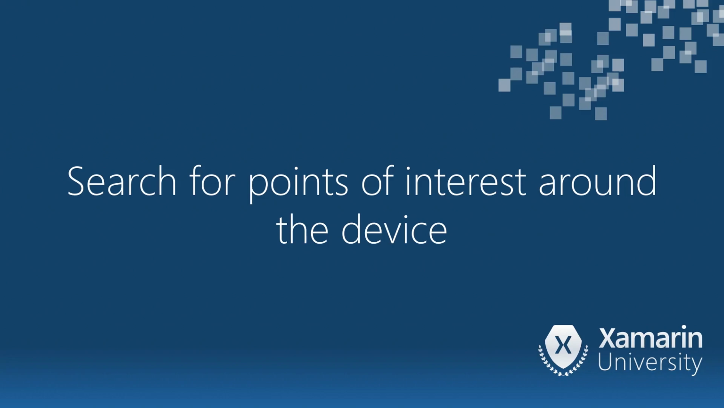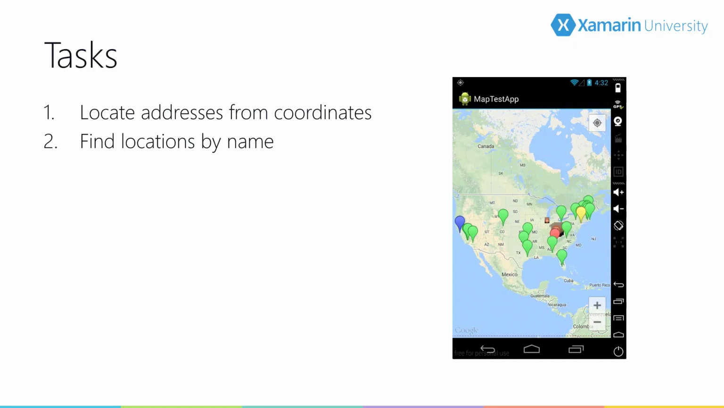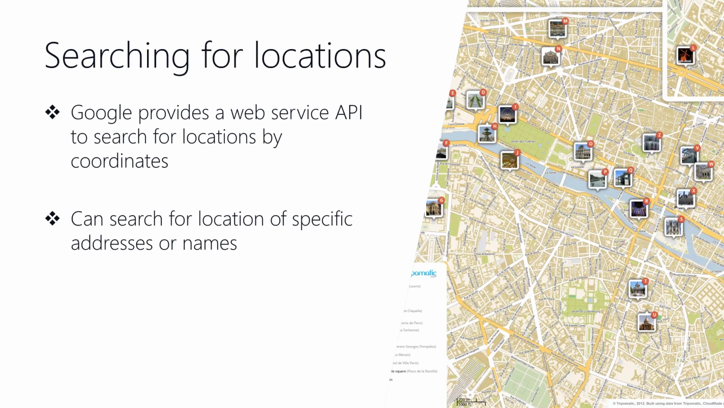In this next objective, let's look at the geolocation address support built into the API. We'll use this API to locate points of interest on the map around a given location. Let's start with address lookup.